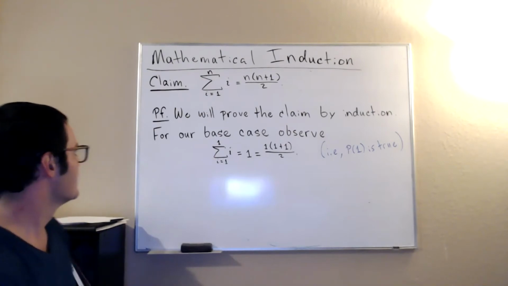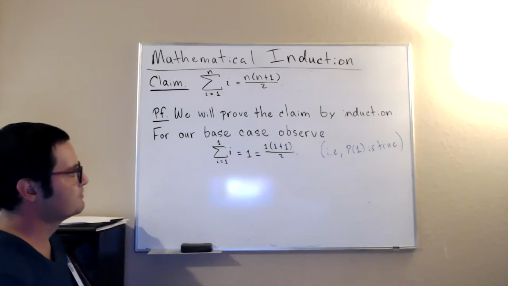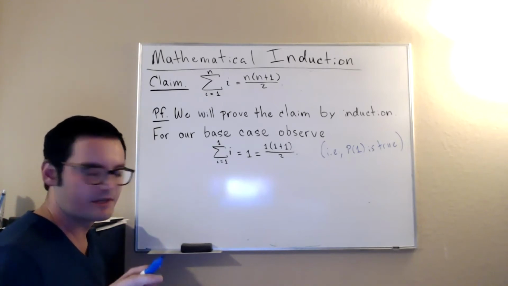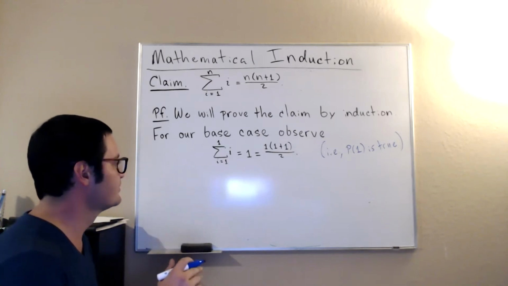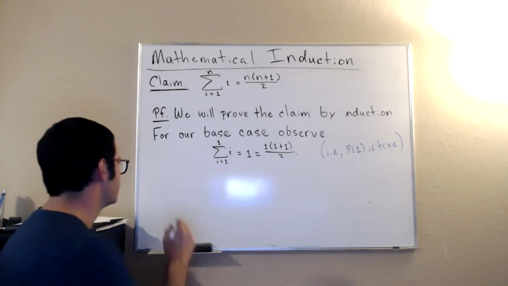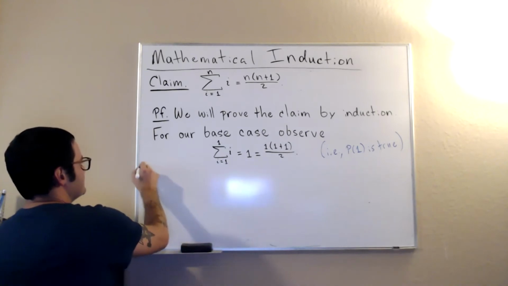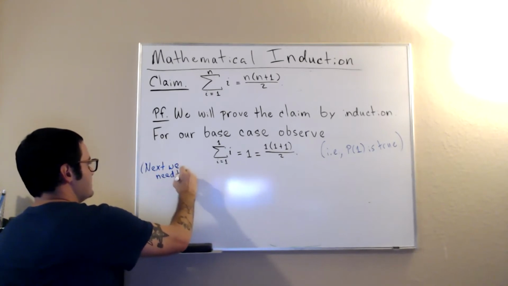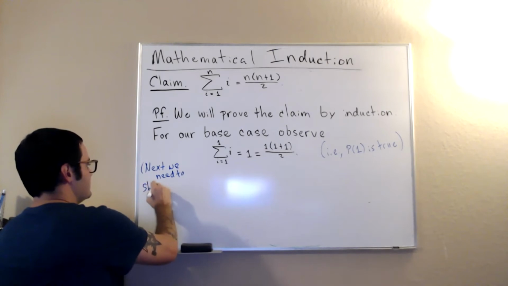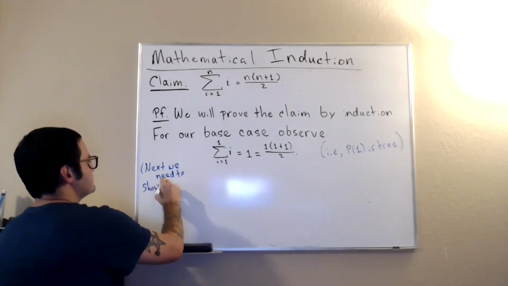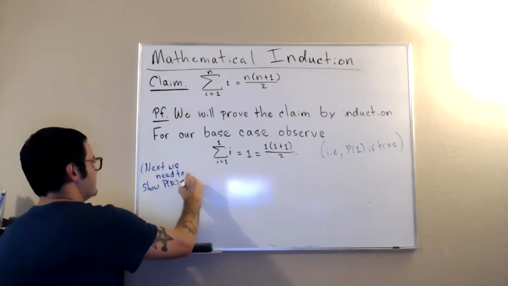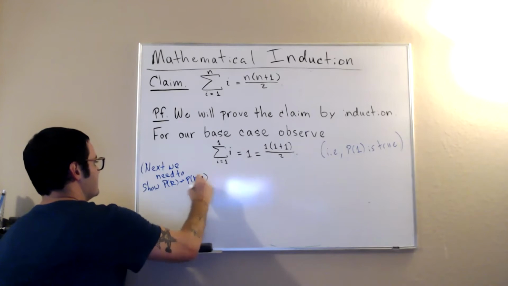Okay? So next, we need to show, again, this isn't what you would write in blue. Anything I write in blue is not what you would write in your proof. This is just for your notes. Next, we need to show P of k implies P of k plus 1.